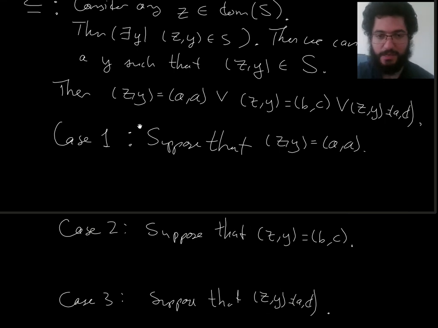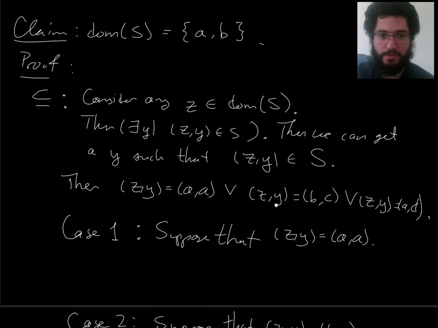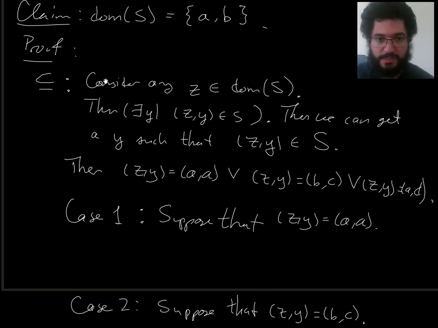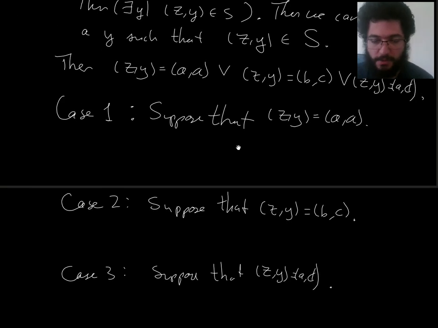All right, and now in each case I want to reach my goal. What was my goal? I'm trying to prove this inclusion here. So my goal is to go from z is in the domain of S to z is in the right-hand side here, which means my goal is to prove that either z equals A or z equals B. So in each of these, I hope that I end up with either z equals A or z equals B.